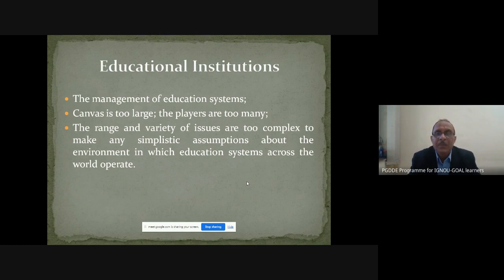Education institutions, the management of educational systems: as I already said, the canvas is too large. The players are too many. When it comes to education systems, many players are involved: society, the public, parents, teachers, management, and the students. This is a very complex system. The range and variety of issues are too complex. Simplistic assumptions about the environment in which education across the world operates are not enough to say that education systems can run like that.